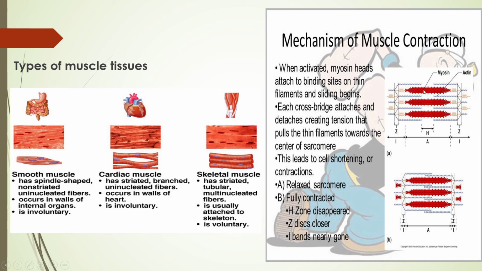Looking at the diagram here, this A part is showing the relaxed sarcomere, whereas this B part is showing the fully contracted sarcomere, showing the disappearance of the H zone and the Z disc which comes closer, and the I band which is nearly gone.